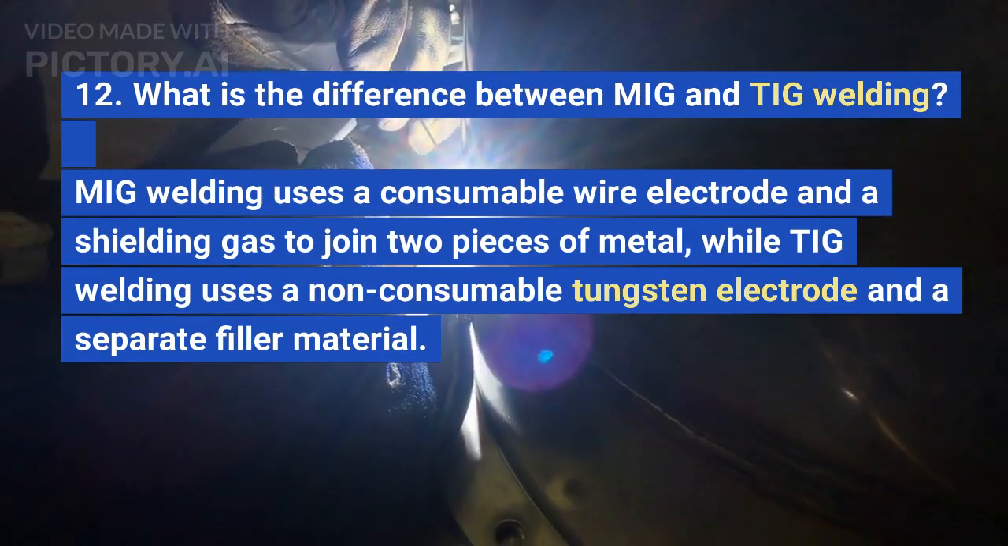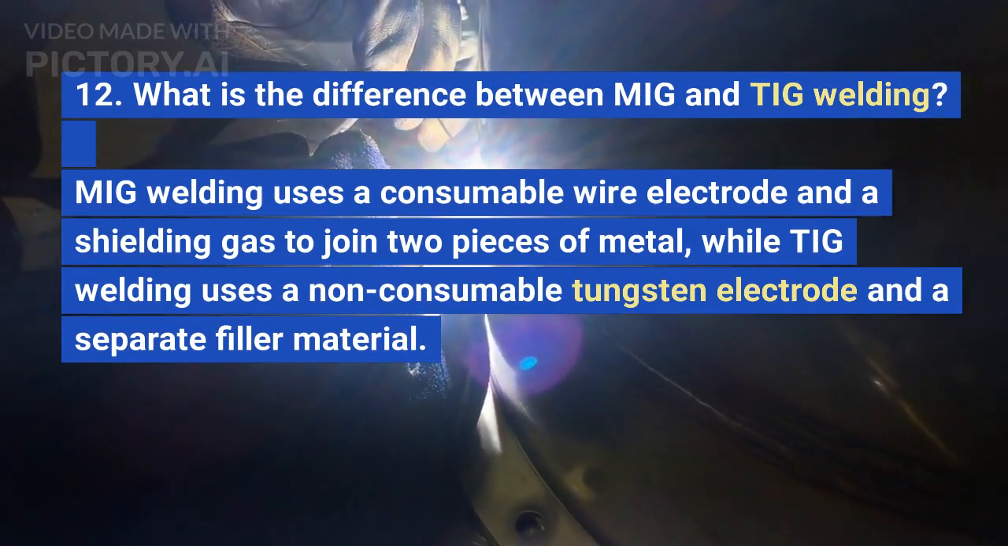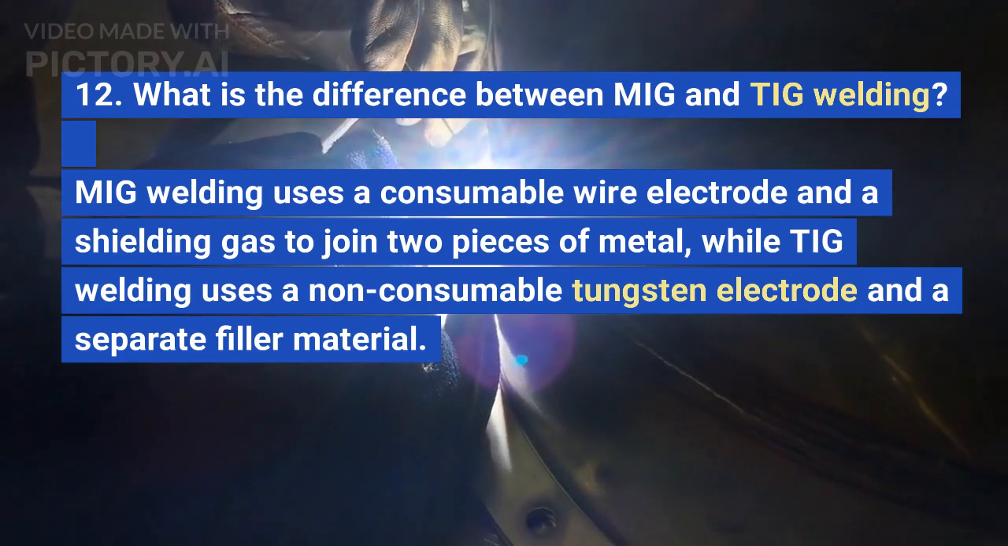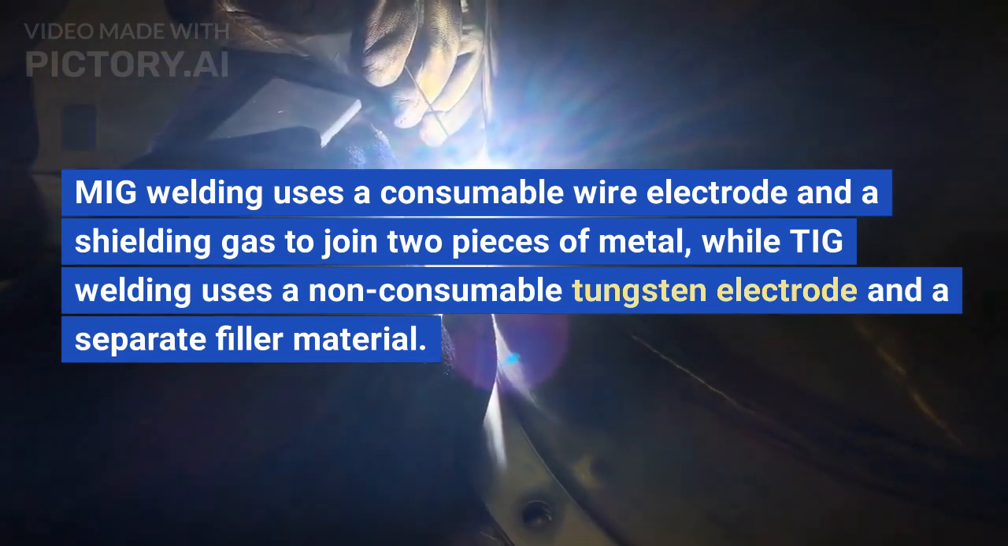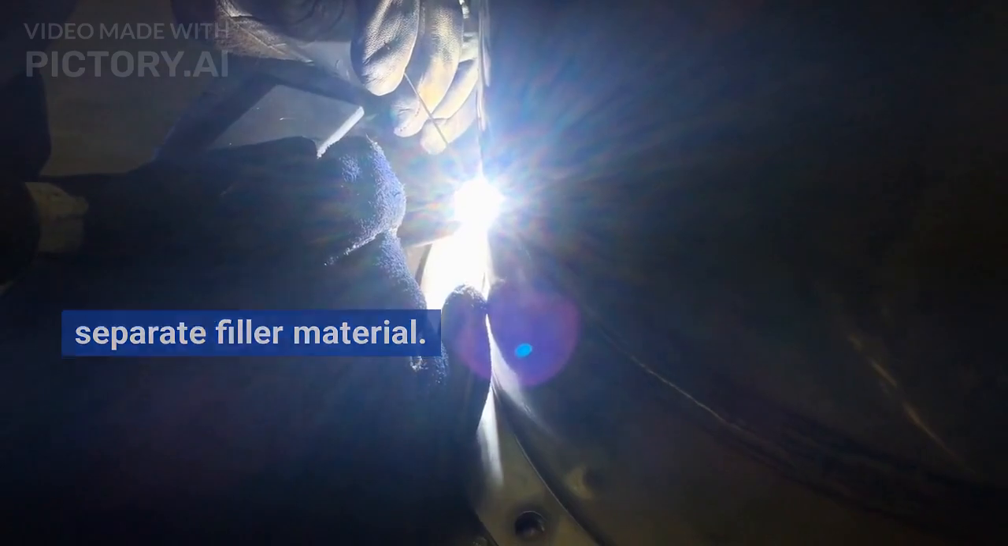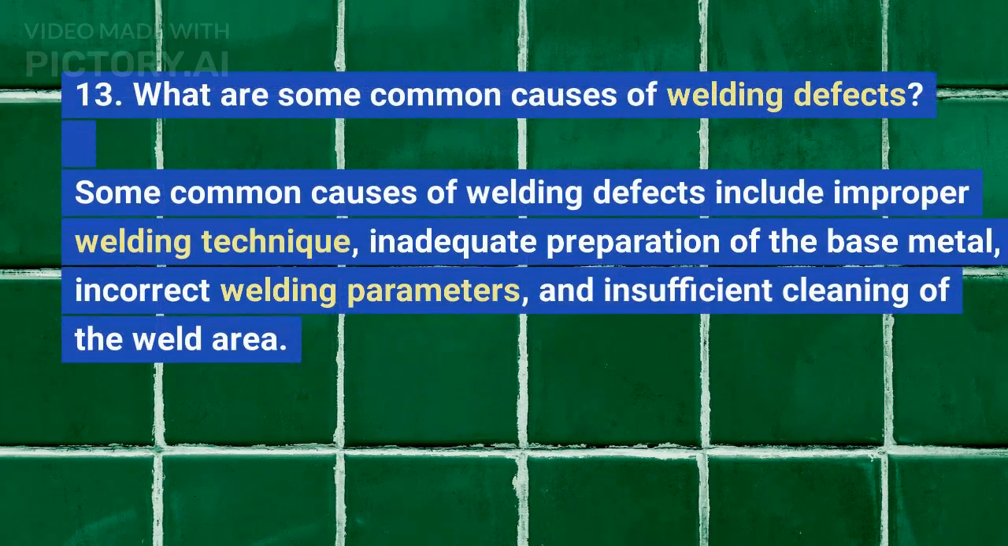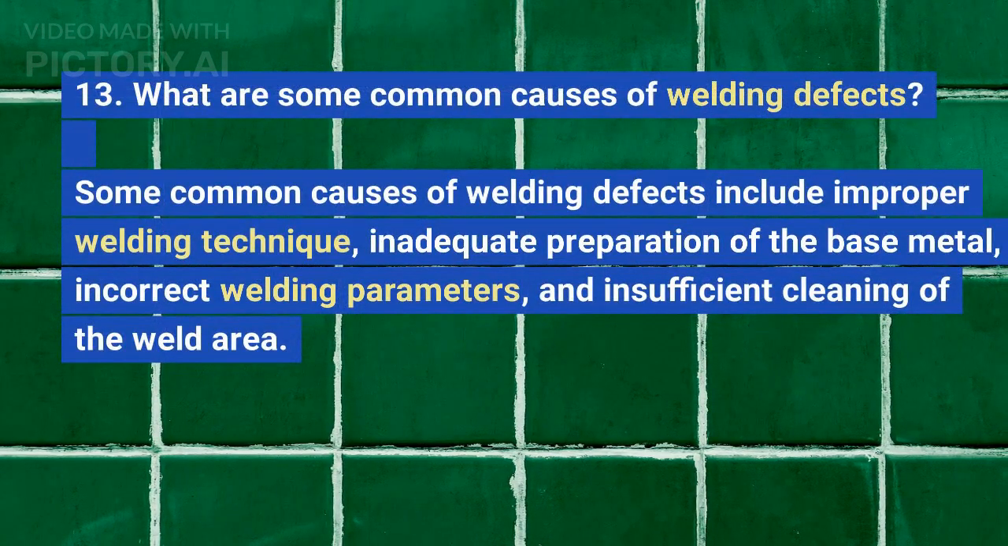MIG welding uses a consumable wire electrode and a shielding gas to join two pieces of metal, while TIG welding uses a non-consumable tungsten electrode and a separate filler material. 13. What are some common causes of welding defects?